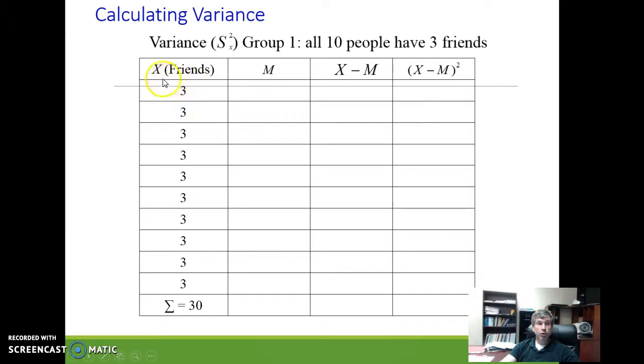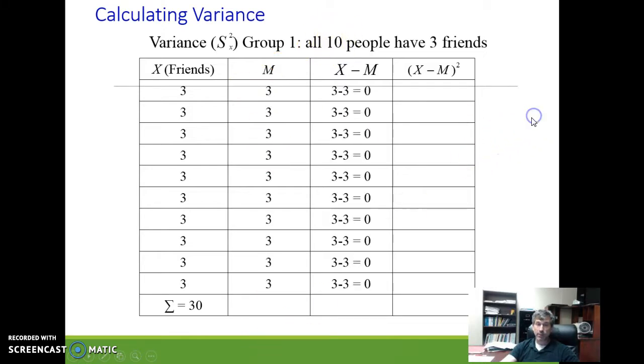So long story short, here the first column represents our x, and in that case that's the number of friends. Here at the bottom we sigma them up, which means we add them up, and we add them up to 30. We calculate the mean by dividing that sigma x by the number of scores, which is 10, and the mean is 3. So the average score is 3.